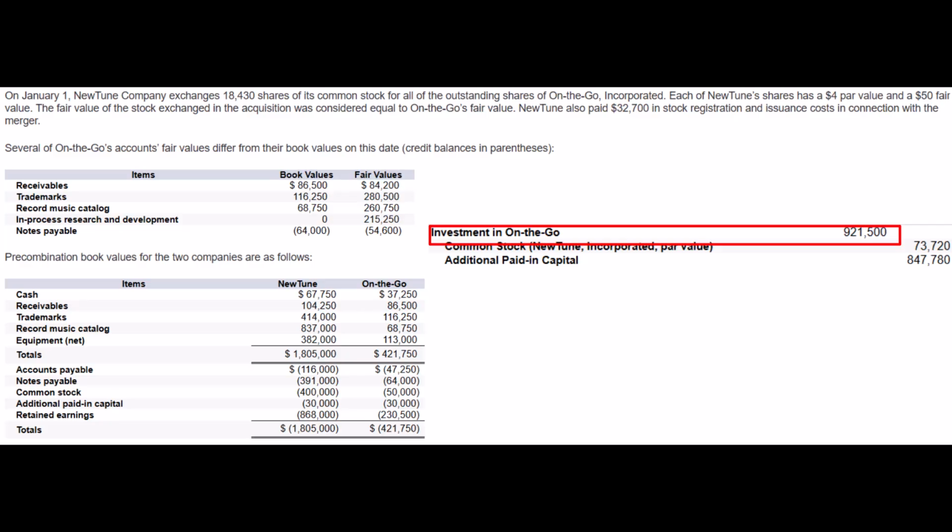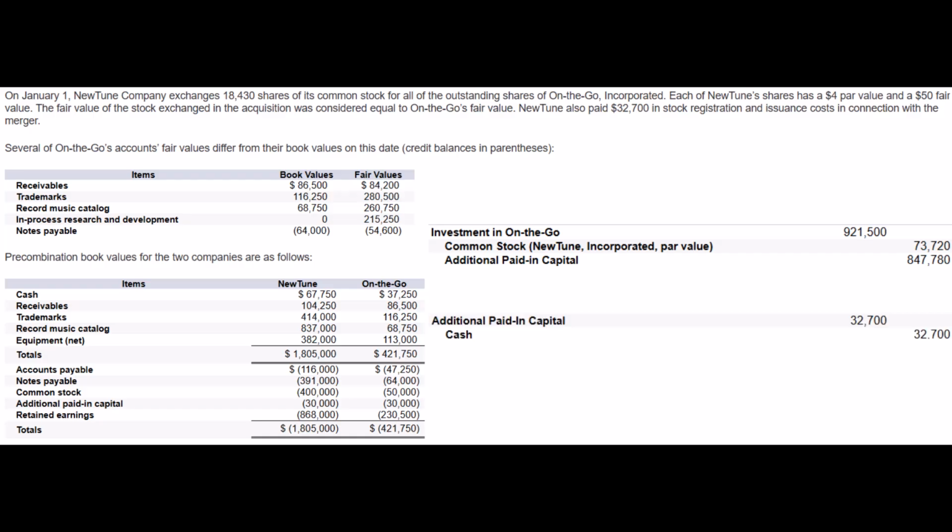The value of this investment is equal to the consideration we transferred, which we calculated in Part A as $921,500. The credit side is identical to the merger scenario. We credit common stock for its par value and the rest to additional paid in capital. The entry for the $32,700 of stock issuance costs, reducing additional paid in capital and cash, is also exactly the same. The key difference is the debit. Instead of a long list of assets and goodwill, we have this one clean line, investment in On the Go.